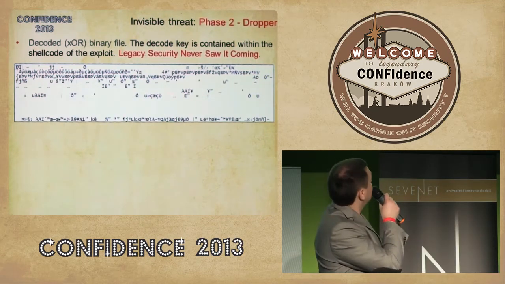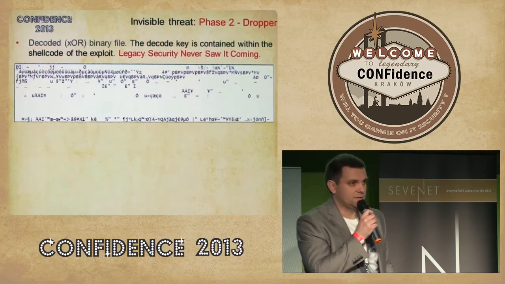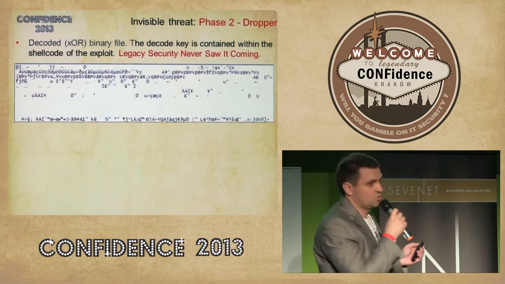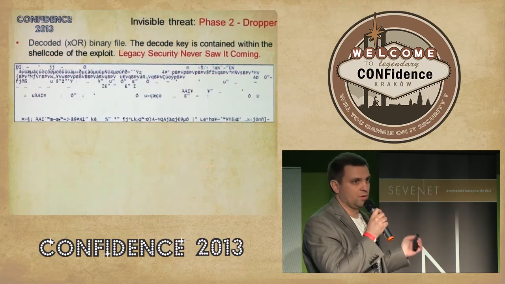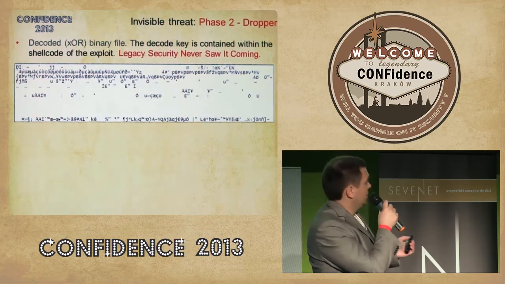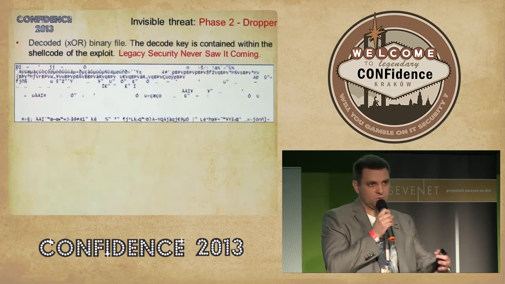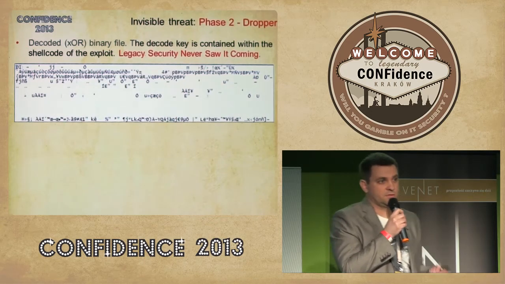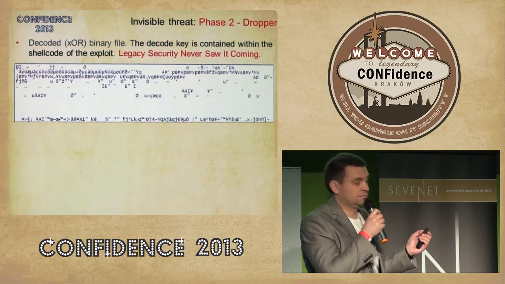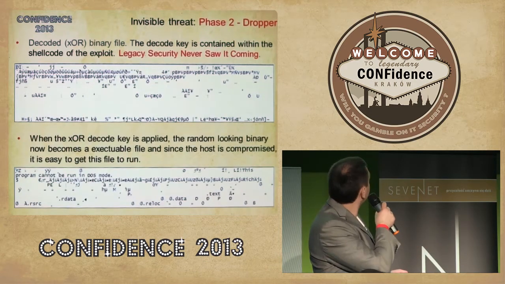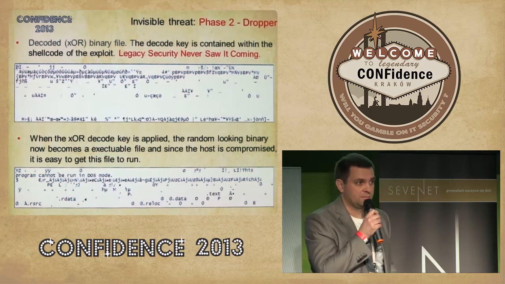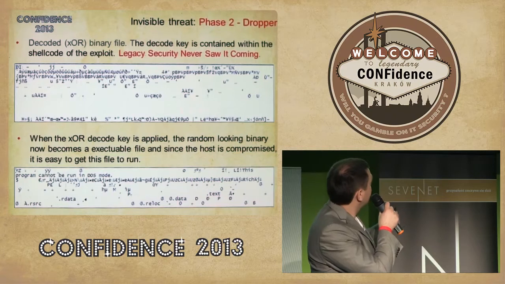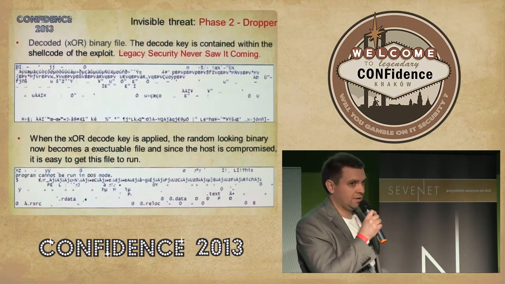So this is one of the obfuscation techniques. Here we can see just a simple, randomly looking binary file. And this file can be downloaded to the victim machine. Why? Because it's a binary file. It's not executable. Not yet. If we just apply some key to this randomly looking binary file, this file becomes an executable file.